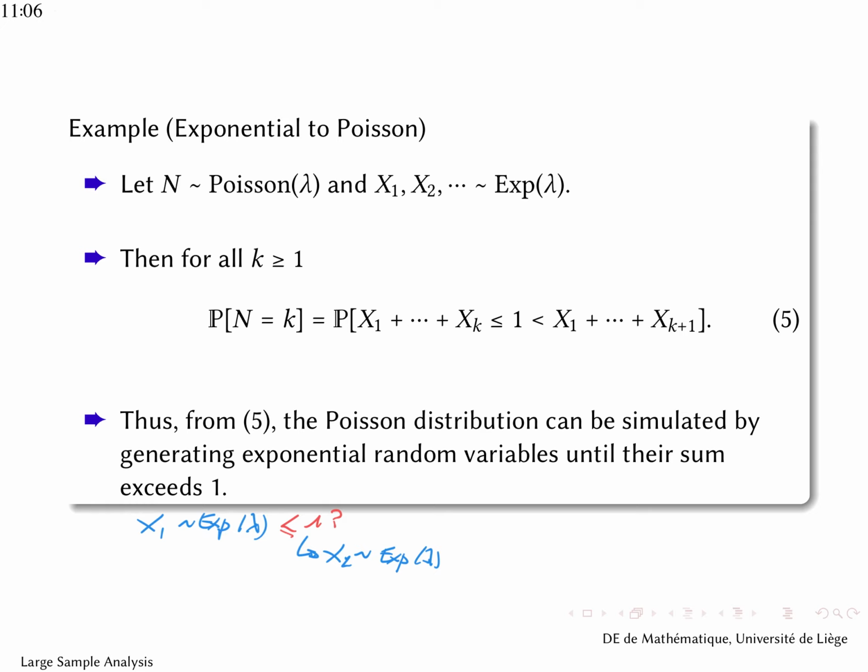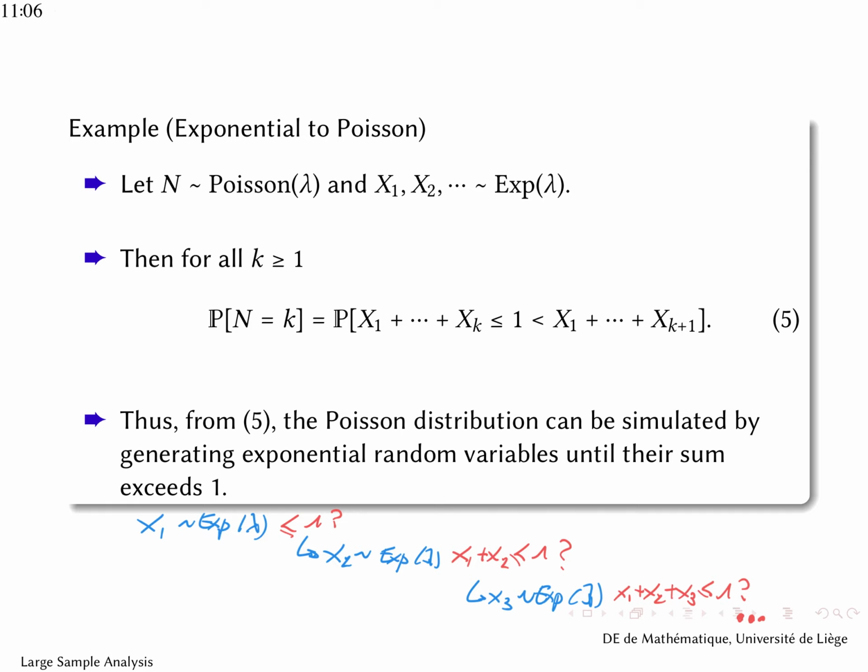You add x1 with x2. If it is still smaller than 1, then you will create a new variable, x3, exponentially distributed. You add that one to the sum. You see if it's larger than 1 or smaller than 1, and so on. And so you continue this process until you surpass 1.